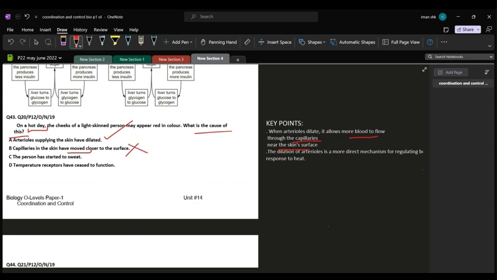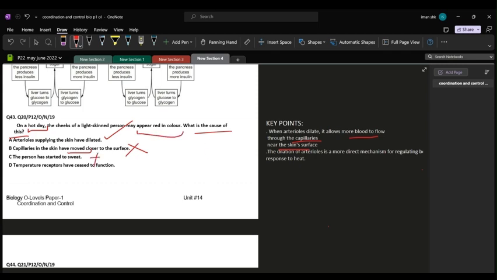C says that the person has started to sweat. Now, sweating is also a mechanism to maintain your internal temperature, but remember, sweating does not have an effect on making your cheeks appear red in color. That is only possible when there is more blood flow.